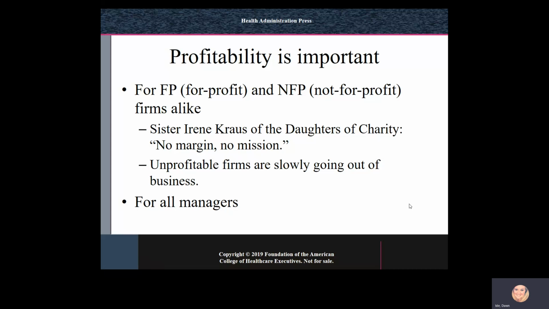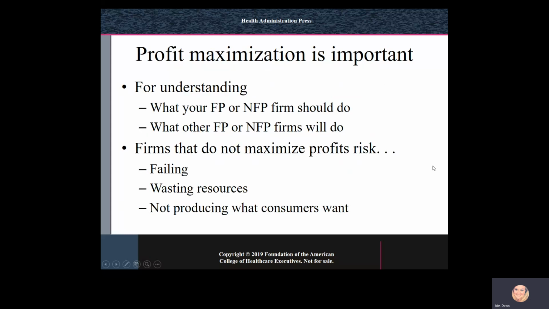So Sister Irene Cross of the Daughters of Charity had said, again, and it's in your textbook, no margin, no mission, meaning if we can't make money, if we can't sustain ourselves, if we can't make enough to keep this business running, then that's the end of our mission. We're done. We're cut. It's over. Unprofitable firms are slowly going out of business because you just can't keep it if it's not profitable.